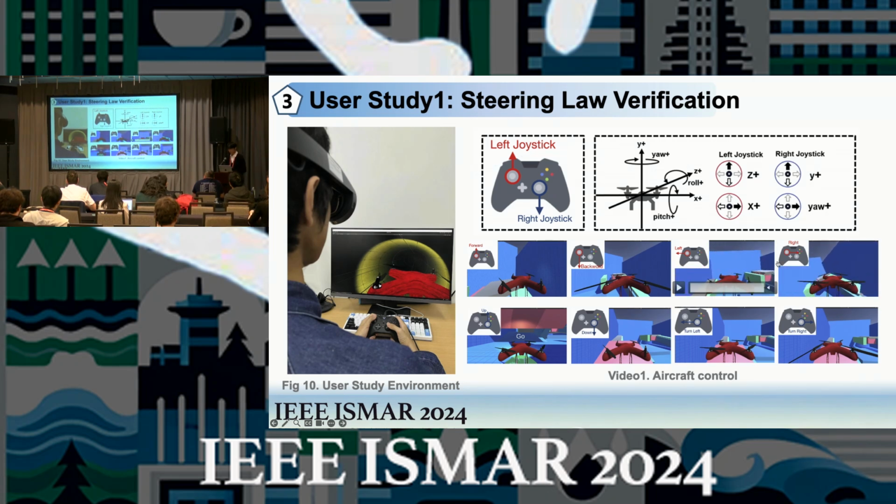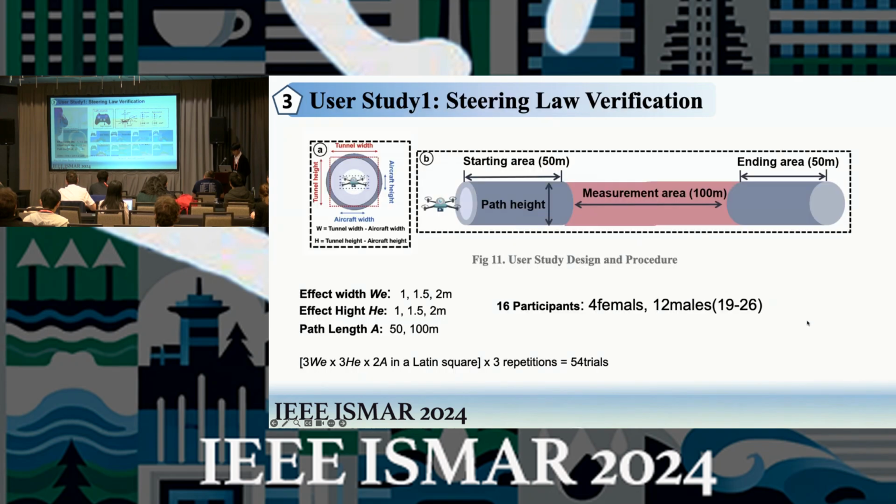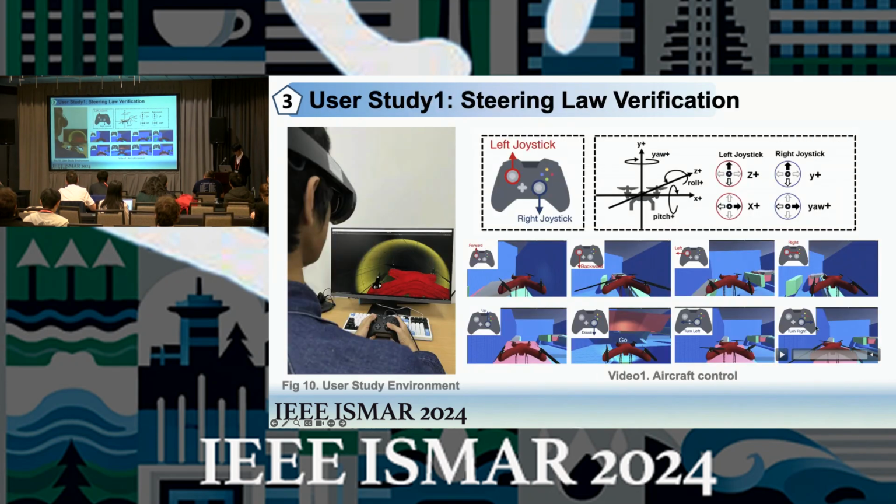The right stick controls vertical movement and rotation: up, down, turn left, and turn right.